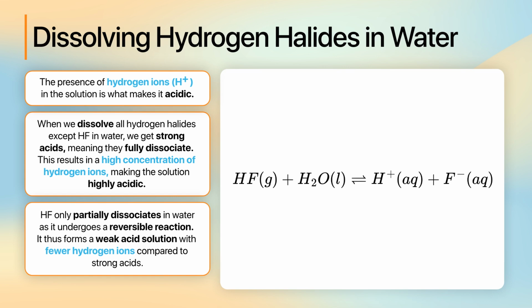Because HF does not dissociate completely, it instead forms a weak acid solution, as it has fewer hydrogen ions compared to strong acids like HCl, HBr, and HI.